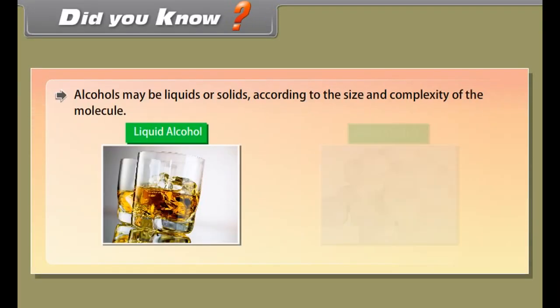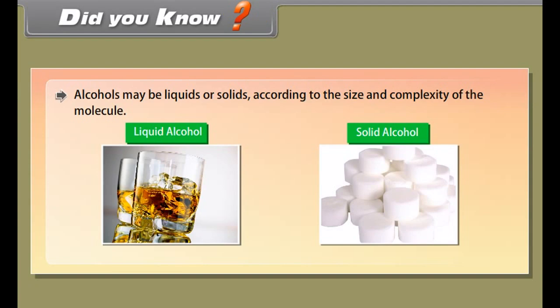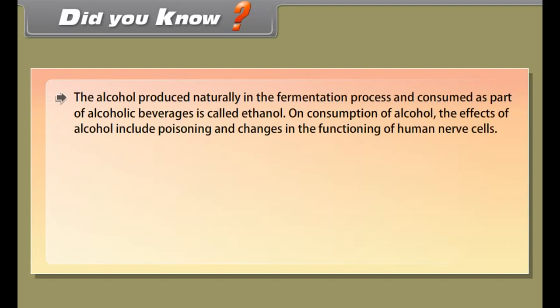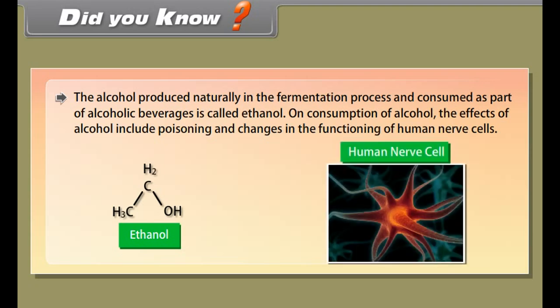Did you know? Alcohols may be liquids or solids according to the size and complexity of the molecule. The alcohol produced naturally in the fermentation process and consumed as part of alcoholic beverages is called ethanol. On consumption of alcohol, the effects include poisoning and changes in the functioning of human nerve cells.